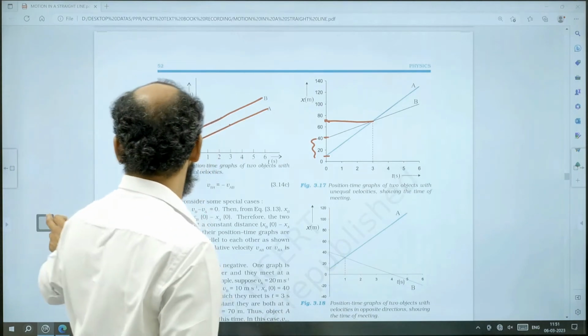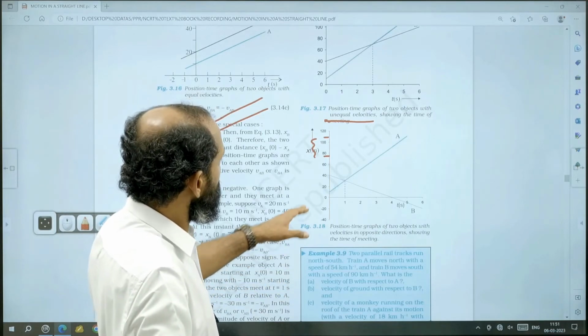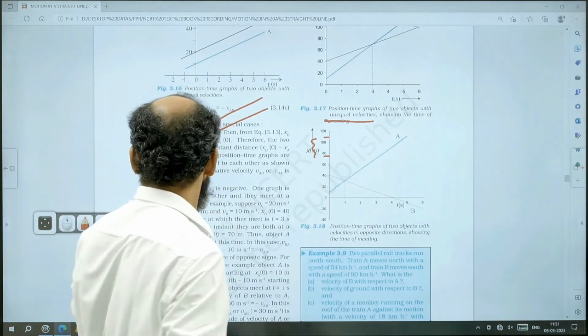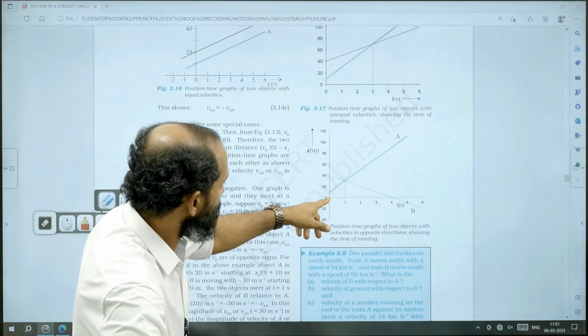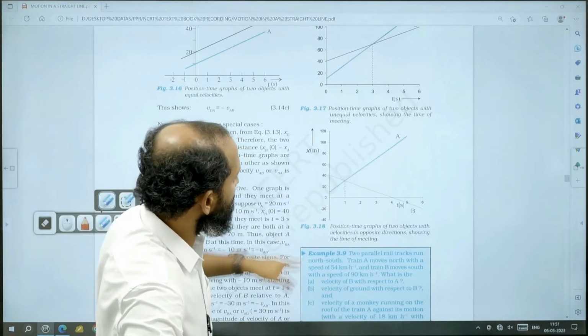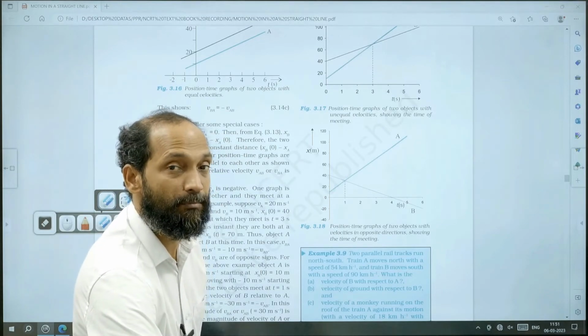Next, one more graph. The next graph you can see. That graph is a straight line. A has a straight line with positive slope. B has a straight line with constant but negative slope.